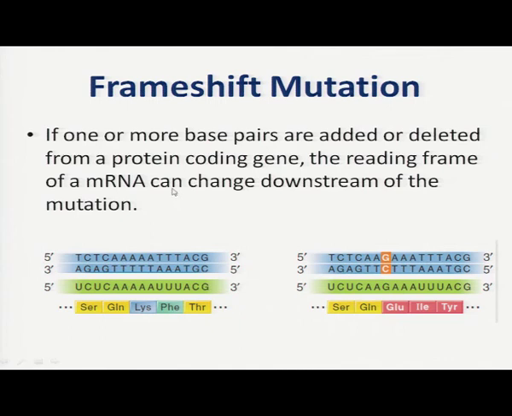Next example is frameshift mutation, shifting of frame. That means if one or more base pairs are added or deleted from a protein coding gene, the reading frame of a messenger RNA can change downstream of the mutation. That means if there is insertion or deletion of any base pair from the original DNA, the whole triplet codon will be shifted. You can see in the picture, this is our original DNA.